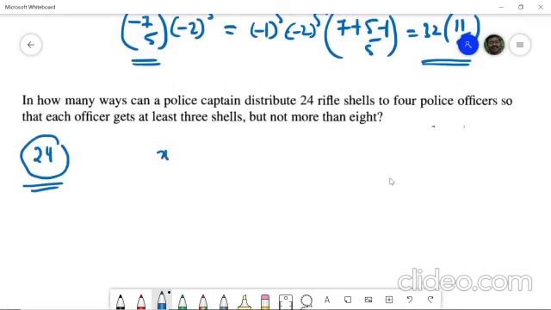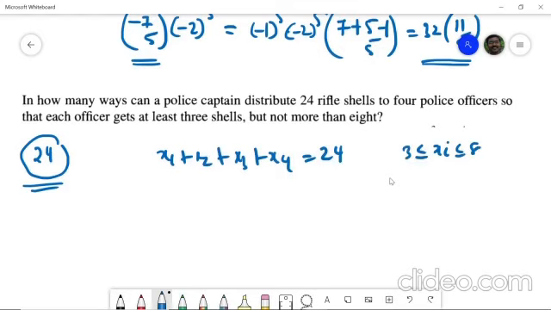It's similar to our problem which we discussed in earlier classes. x1 plus x2 plus x3 plus x4 is equal to 24, and the restriction is that each officer should get at least 3 shells but no more than 8. So it is 3 less than or equal to xi less than or equal to 8. So when you approach the problem using our generating function, the selection will be like this.